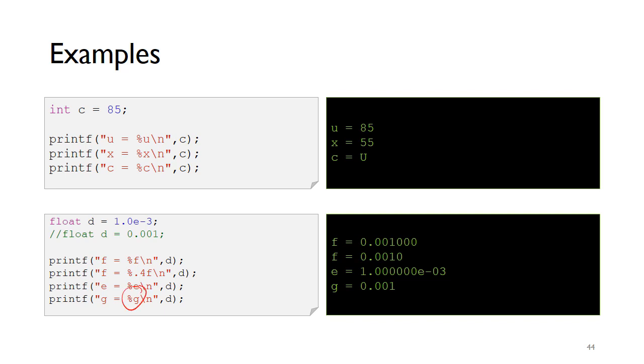And G, the compiler will pick, depending on if there's not that many decimal places, it'll print it in this form. And if it goes over a certain threshold, it prints it in this form. So G is like a standard way, letting the compiler just pick which way to print it.